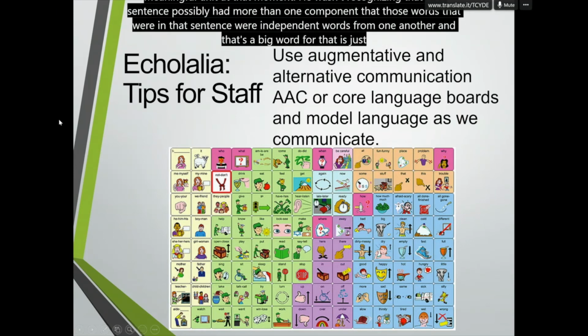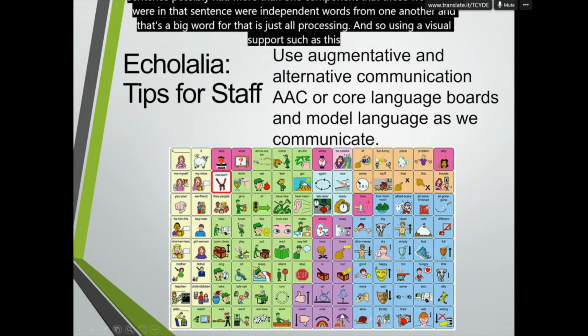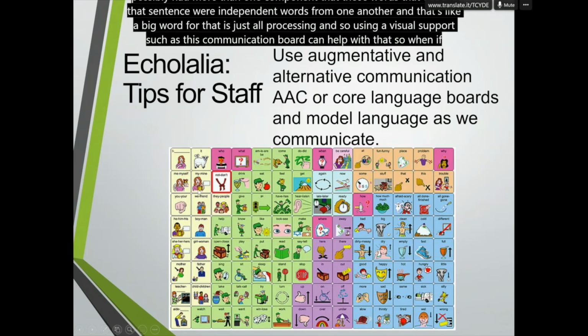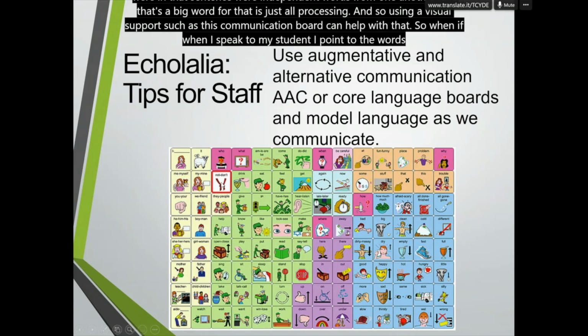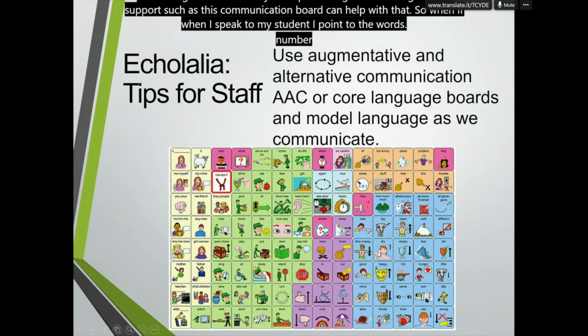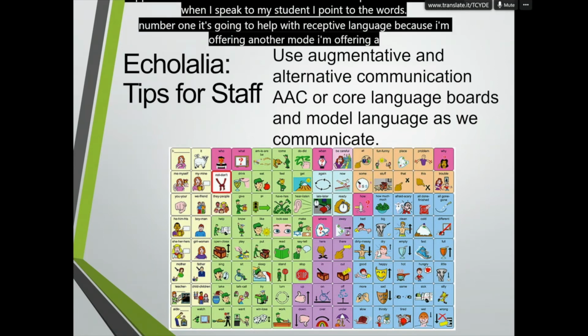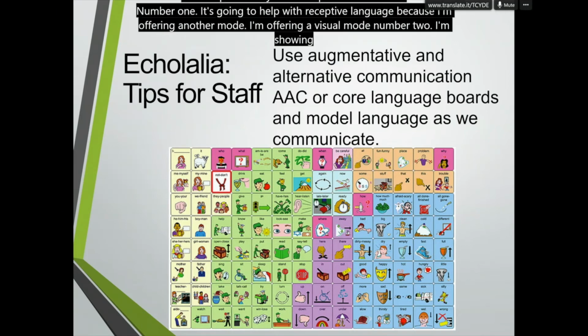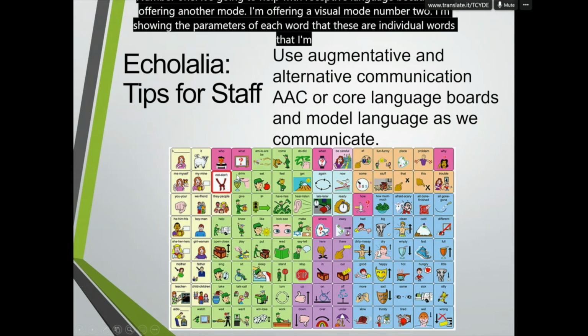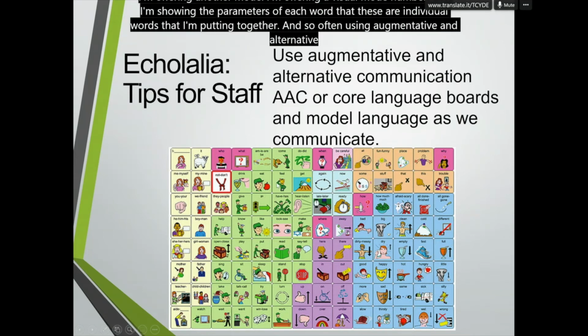And so using a visual support such as this communication board can help with that. So when I speak to my student, I point to the words. Number one, it's going to help with receptive language because I'm offering another mode, a visual mode. Number two, I'm showing the parameters of each word, that these are individual words that I'm putting together. And so often using augmentative and alternative communication, such as this core board, could be a very effective method at helping with echolalia.